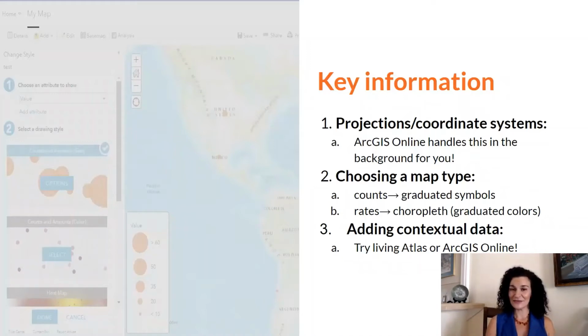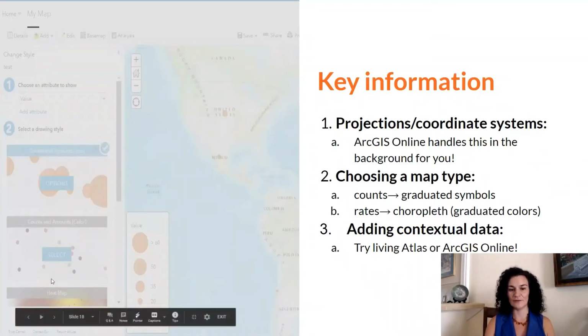The second thing that I want you to keep in mind is how to choose a map type. And we'll talk about this when we get into the visualizing the data portion, but it's helpful to keep this in the back of your mind as you're looking at count data. That is, for example, the number of cases. You would want to use what's called a graduated symbol. So maybe circles of varying sizes, as you see here in this example.